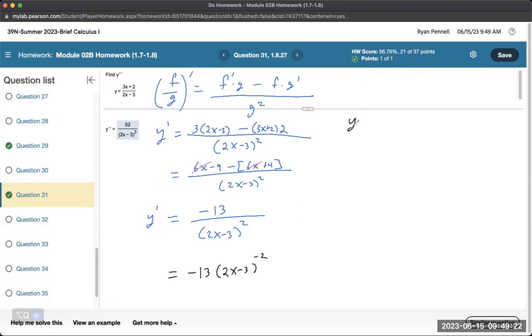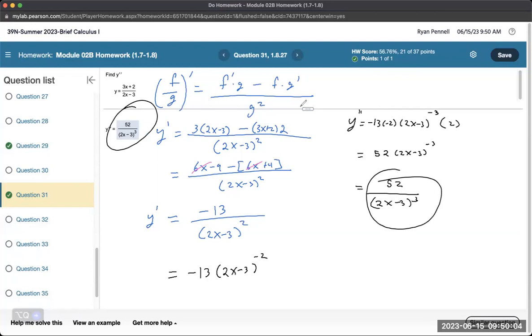Okay. So y double prime equals negative 13 times negative 2, 2x minus 3. Negative 2 minus 1 is negative 3, and then the derivative of the inside is just 2. So we're going to have negative 13 times negative 2 is 26, times 2, 52, times 2x minus 3 to the negative third. 52 over 2x minus 3 cubed. There you go. All right.